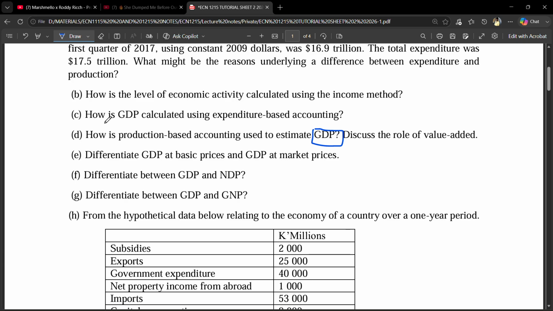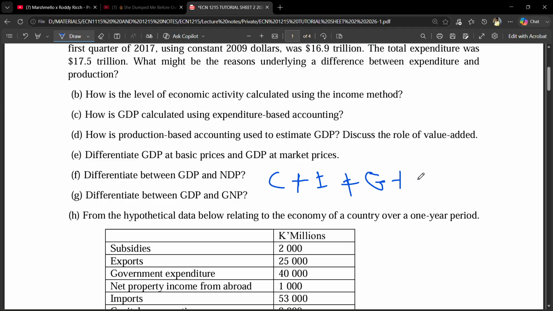Okay, we move on to two. Two is asking how GDP is calculated using expenditure-based accounting. So GDP is calculated using C, which is consumption by households, plus investments by firms, plus government expenditure. How does government spend? We're simply talking about the amount the government uses to build roads and all those things. That's the government expenditure: roads, infrastructure, hospitals, schools, all those things.